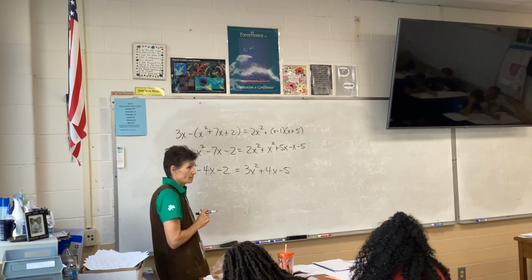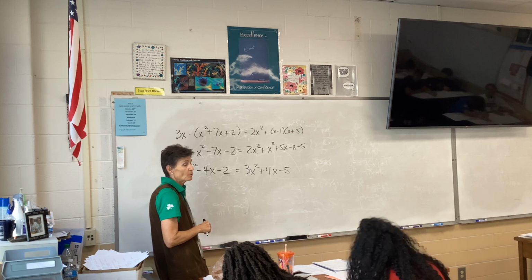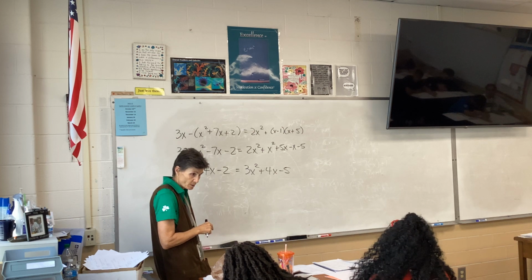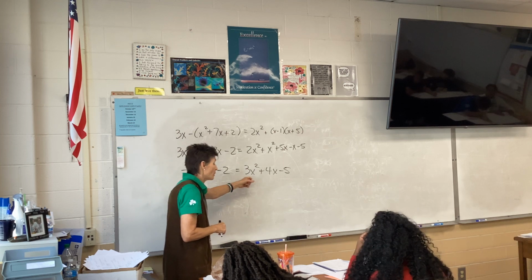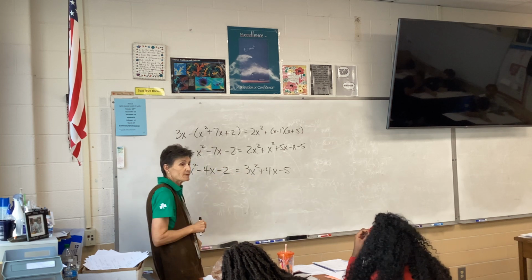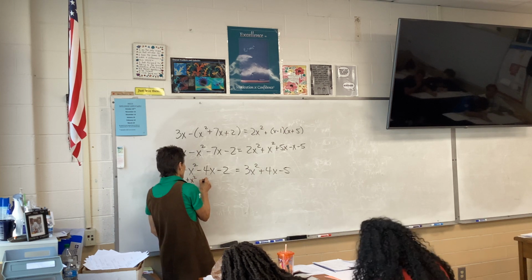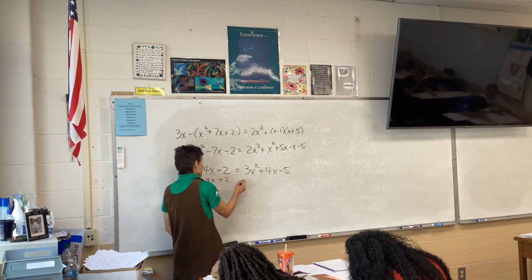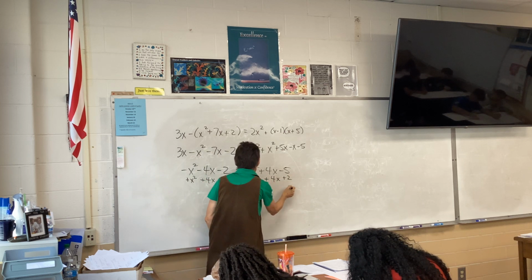Now put everything on one side. Exactly. Doesn't matter which side you go to, but you want to get this equation set equal to 0. Always your quadratic equations, x squared equations, need to be set equal to 0. So I'm going to go ahead and add x squared, add 4x, and add 2. You can go the other way. It does not matter.